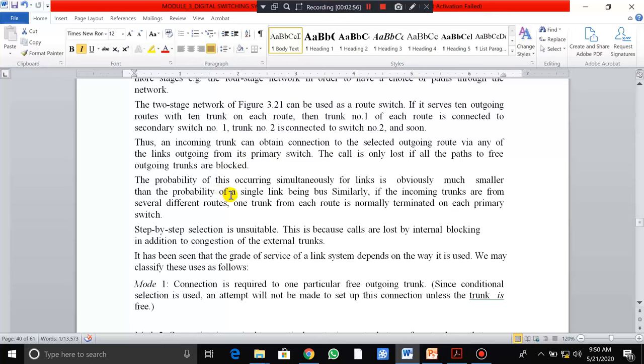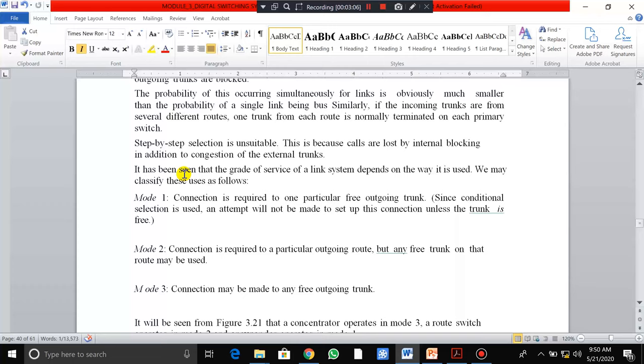The probability of this occurrence simultaneously of a link is obviously much smaller than the probability of a single link. Okay, so here, we are going to do step by step. So we have mode 1, mode 2, mode 3, we'll discuss step by step. The step by step selection is unsuitable, but this is because the calls are lost by internal blocking in addition to the congestion of external trunks.